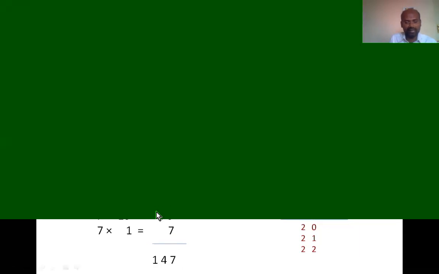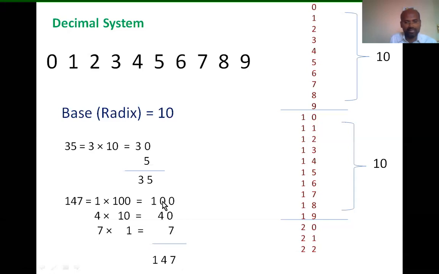147. 100 means we have used all the symbols 100 times, this 1. And we have used all the symbols 4 into 10 times, 40. Currently we are on the symbol 7. So what is the number 147? 100 plus 40 plus 7. That is how we should understand numbers. Is it clear?